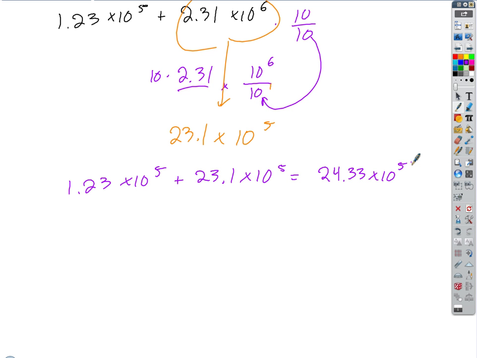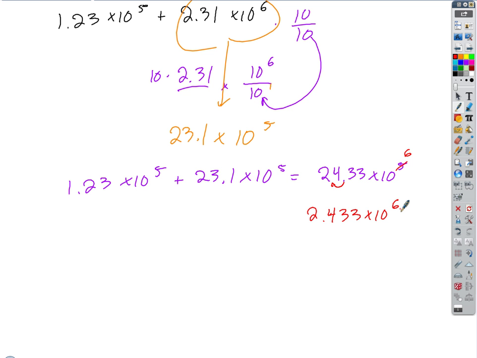Is that an appropriate way to leave that, though, for scientific notation? What rule am I breaking? One number to the left. Oh, okay, yeah, that's not less than 10, is it? So I've got to make a conversion here. I've got to move the decimal one place to the left. So if this number's getting smaller by a factor of 10, that one's got to get bigger, right? So our answer is 2.433 times 10 to the 6.